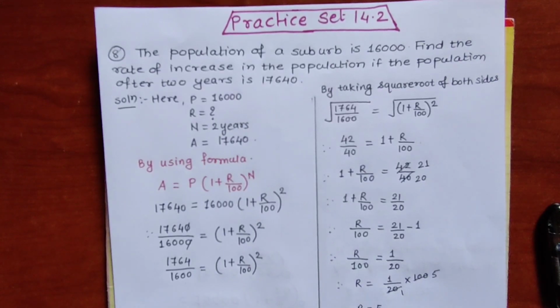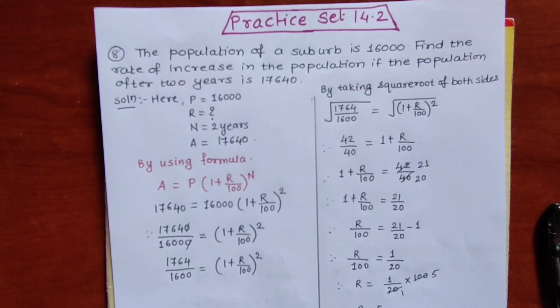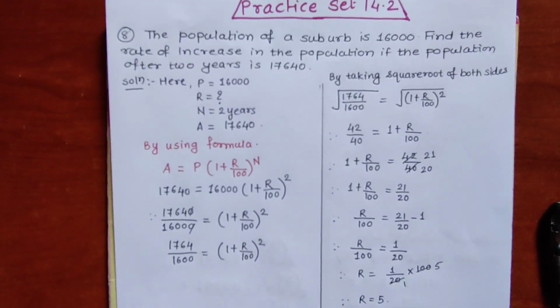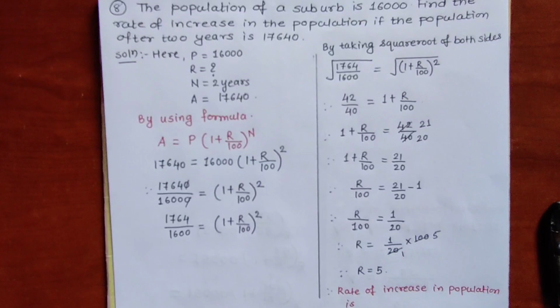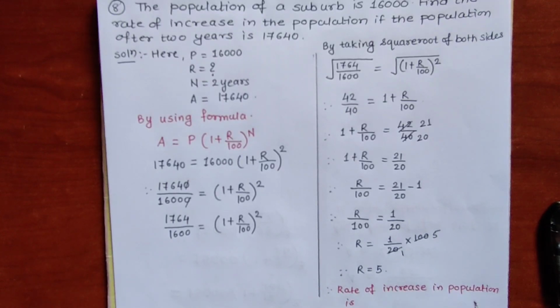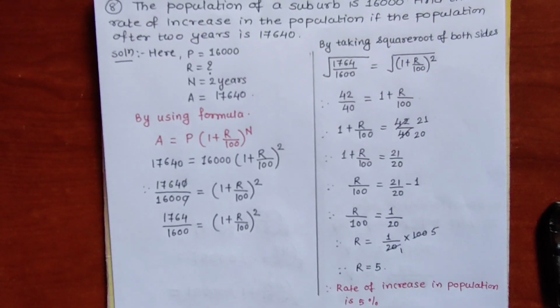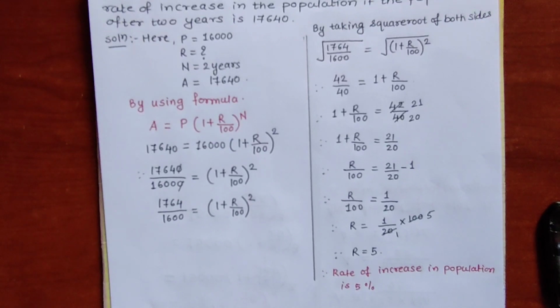Therefore rate of increase in population is, okay, I should show it properly. Here after cancelling we get R is equal to 5, 20 1s are 20 and 20 5s are 100, R is equal to 5. Now write the answer statement. Rate of increase in population is 5%. So in this way we can complete this sum.